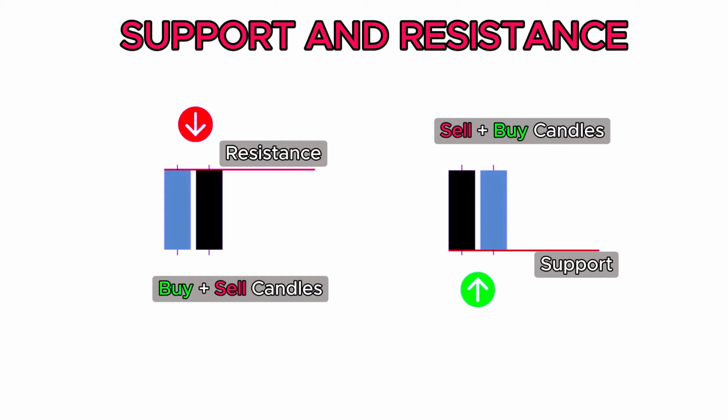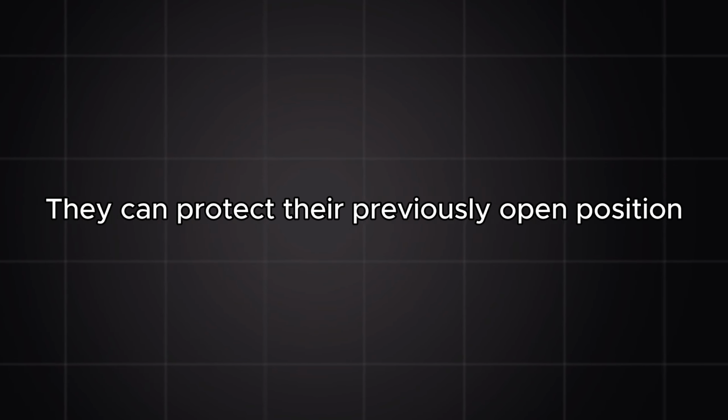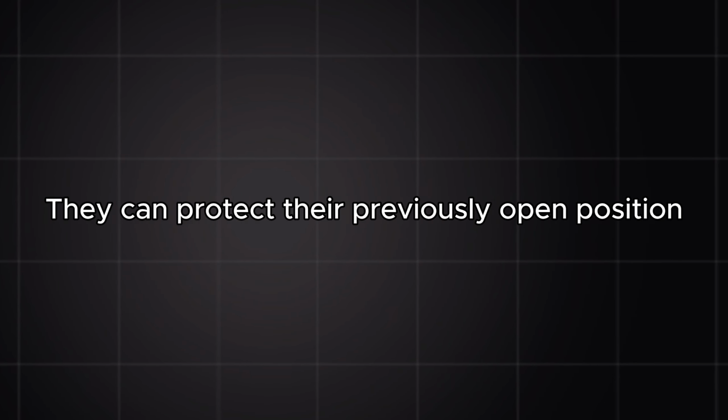Based on basic logic, these levels represent points where the balance between buyers and sellers shifted. This gives us reason to believe that large players opened or closed their positions there. Therefore, there is a chance that when these levels are tested, additional buy or sell volume may enter the market, with large players buying or selling in these spots again. It is believed that in this way, they can protect their previously open positions.